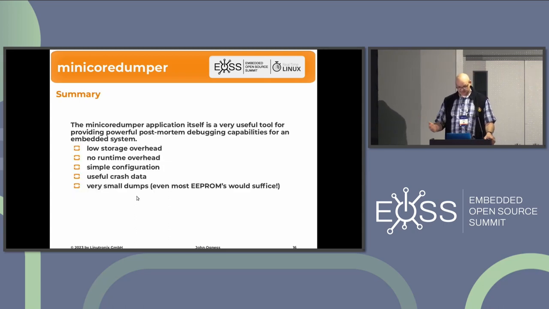So in summary, when you have the mini core dumper there, you have low storage overhead. There's zero runtime overhead because you're setting up the kernel to call it when something crashes. It doesn't affect anything at runtime. I would argue the configuration isn't too bad, even if the JSON configuration is insane. The crash data that you're getting is extremely useful.